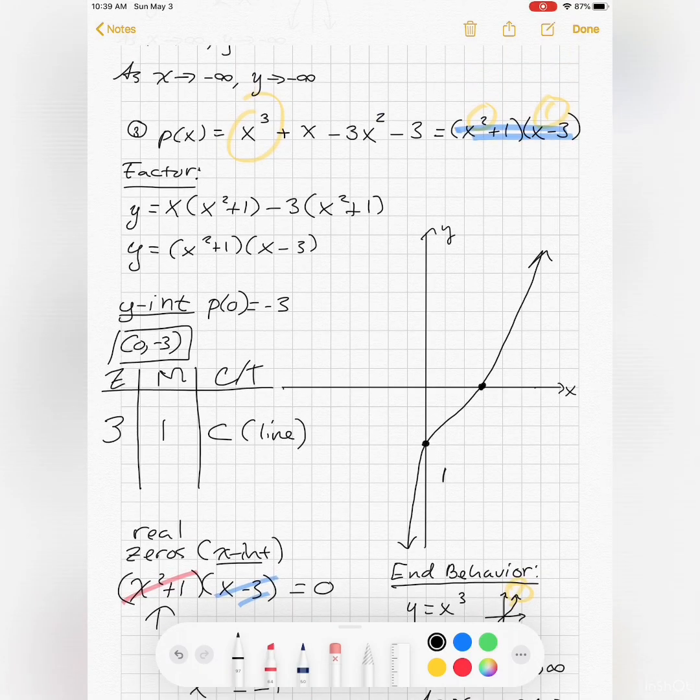I didn't list the maximum number of turning points anywhere. The degree is 3, right? 3 minus 1, so this could have 2 turning points. The graph I drew has no turning point, so I don't know. I might have something up here like that, so then I'd have 2 turning points. That you'll look at in calculus. That's a cool one.